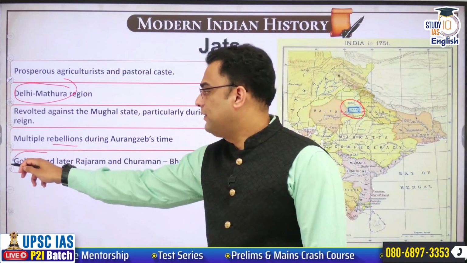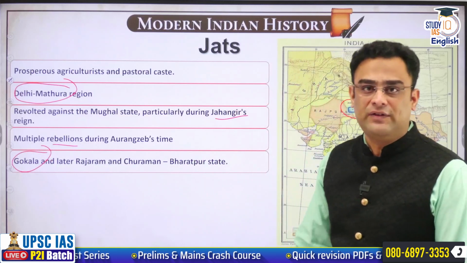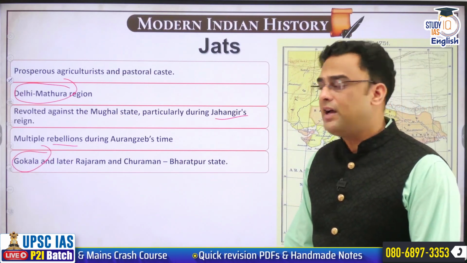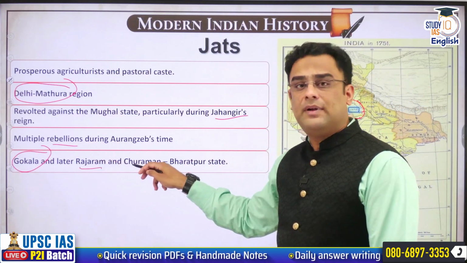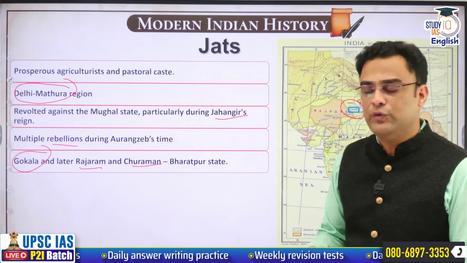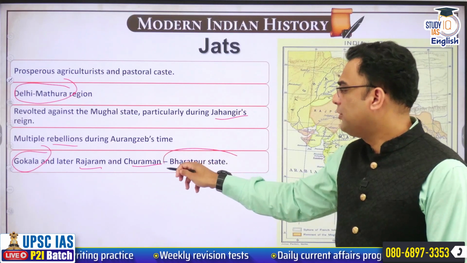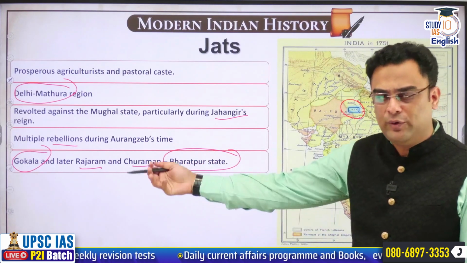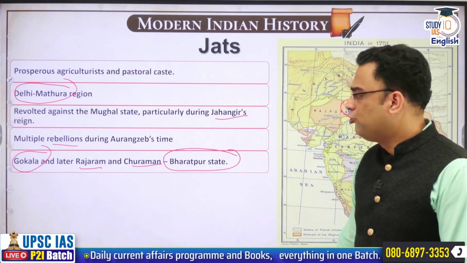Gokula was one of the foremost leaders of the Jats during this period, and later, after his death, Raja Ram and Churaman were the subsequent Jat leaders whose names we must know. They later went on to establish the Bharatpur state. I'm going to show that to you on the map also shortly.